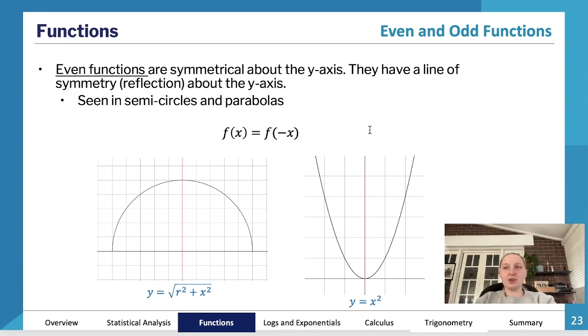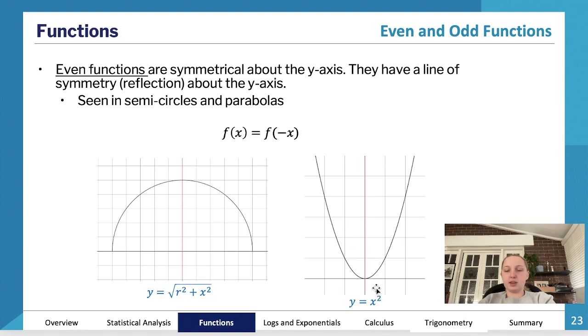Now, a question type that you guys might get given is to prove that a function is even. If you ever get asked to do that, the only way to prove a function is even is to show that f of x is equal to f of negative x. So essentially what that's saying is if we put negative x into our function, so let's look at this one for the parabola here, we would get the exact same value as if we put in just x.